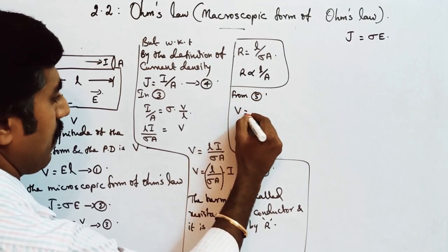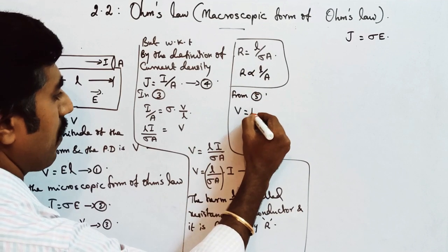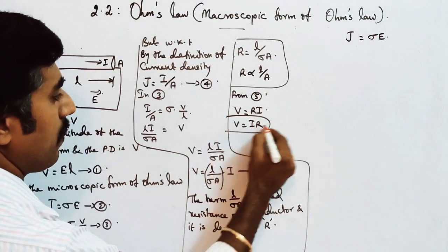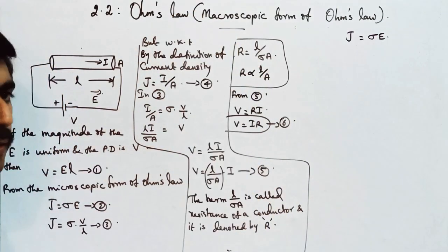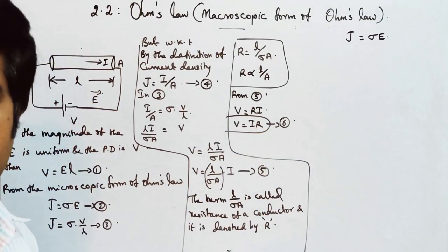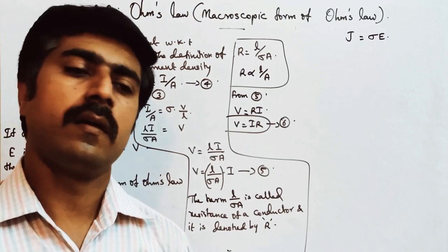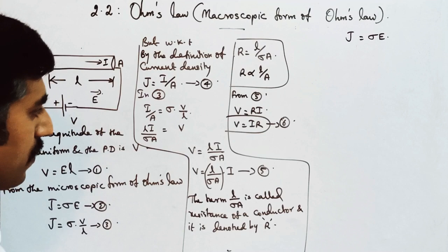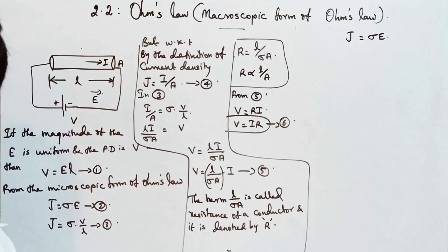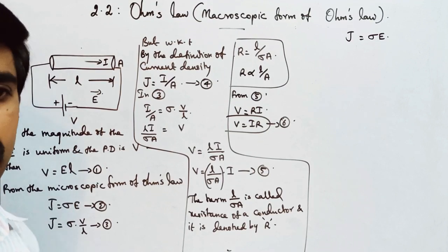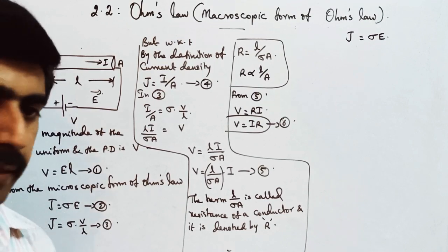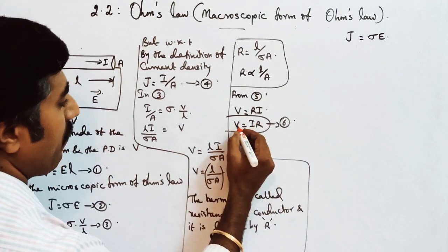We can write V is equal to L by sigma A, which is nothing but R into I. So V is equal to I R, this is equation number 6. This is the equation of Ohm's law. R is a resistance. For some materials it is constant, and for some it is variable. If the material resistance is constant, you can write V is directly proportional to I. Such a material we call an ohmic material, and the character is ohmic.